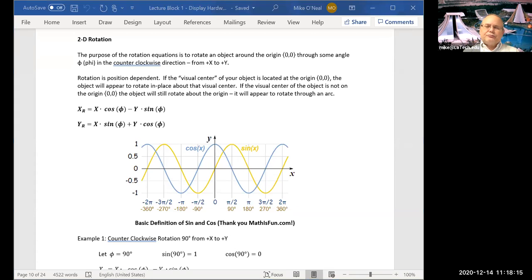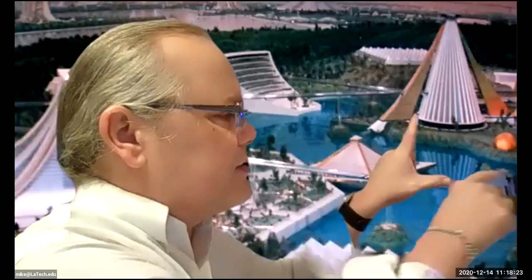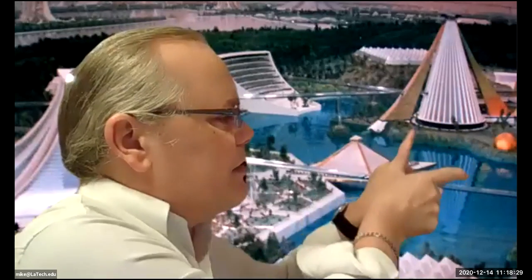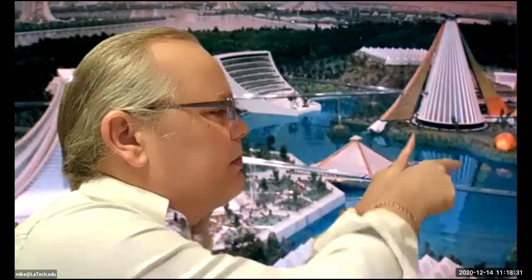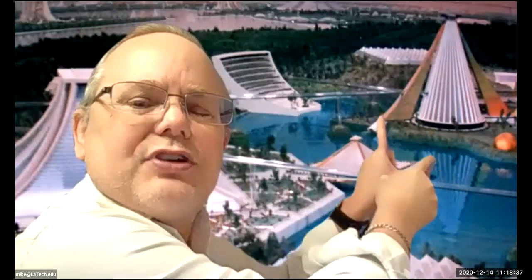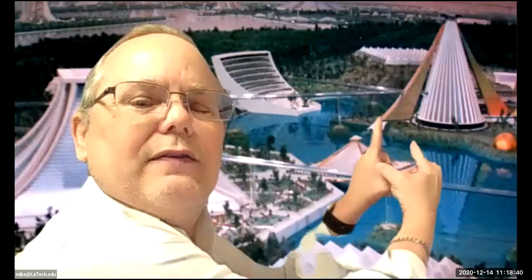So it's counterclockwise again because if you think about our coordinate system, where this is positive x and this is positive y, we are going to rotate counterclockwise. So if I've got an object here, a point, I'm going to be rotating it through some angle, going in this direction, in the counterclockwise direction. So it's from positive x to positive y.